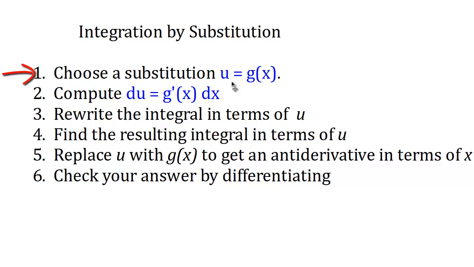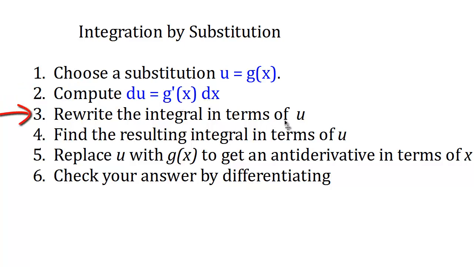So you first choose a substitution, u equals g of x. Now usually the g of x will be in parentheses or radicals, and outside that you will see a derivative. And so the derivative of u is going to be g prime of x dx. So both the g of x and the g prime of x dx need to be in the integrand originally.